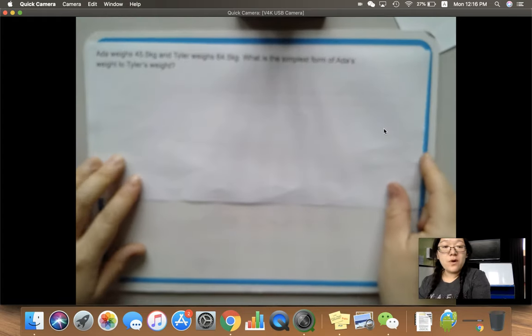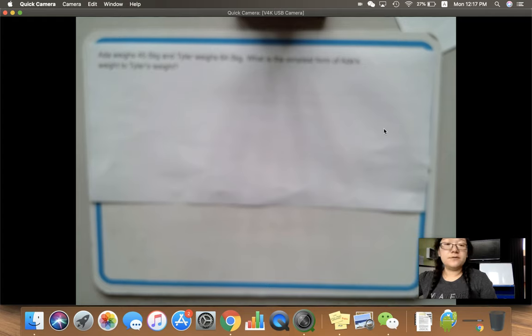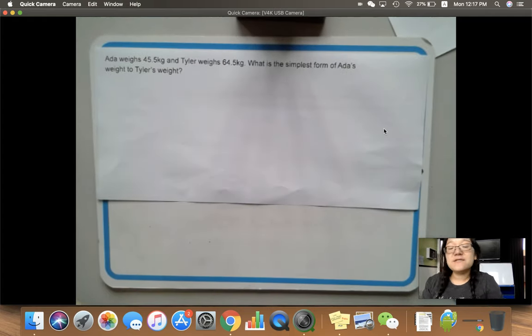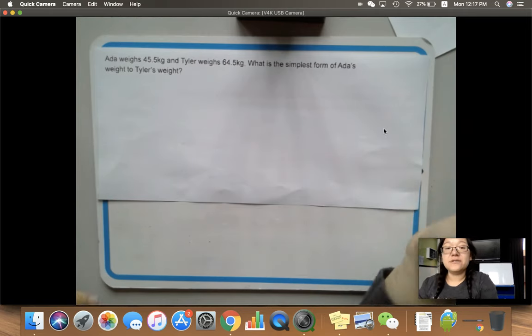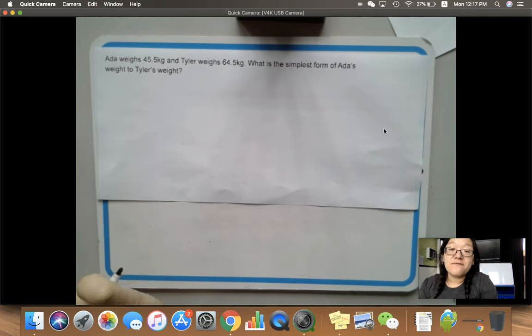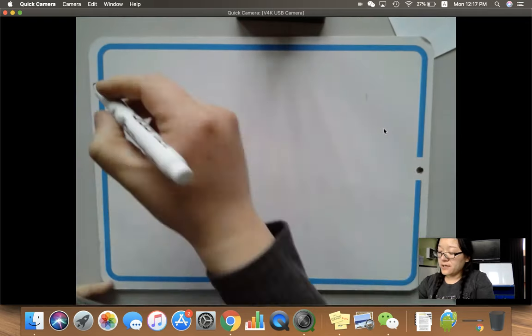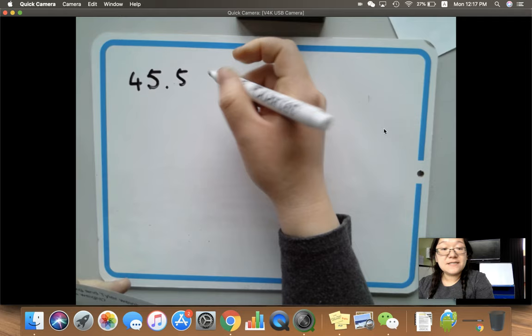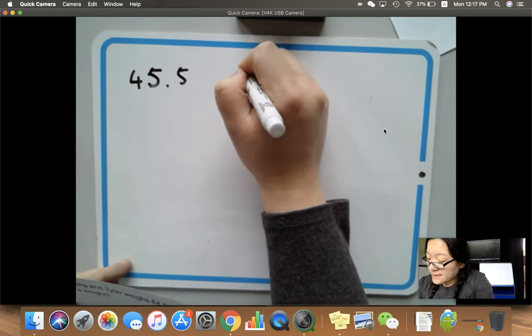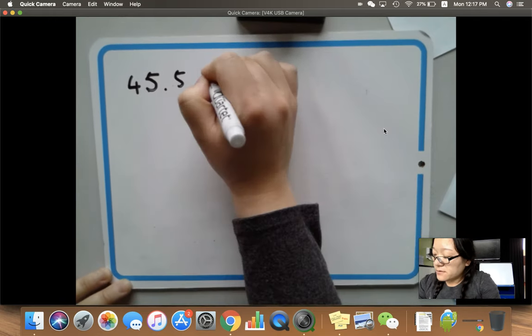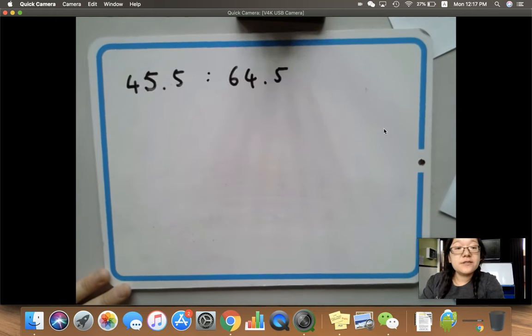So the first question we're going to look at. Ada weighs 45.5 kilos and Tyler weighs 64.5 kilos. What is the simplest form of Ada's weight to Tyler's weight? So let's have a look. 45.5 is Ada and Tyler weighs 64.5. That is the ratio we're working with. So what do we do first?